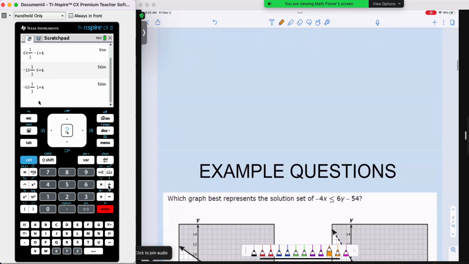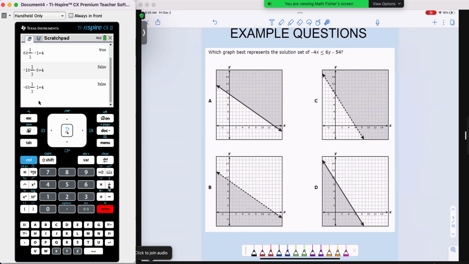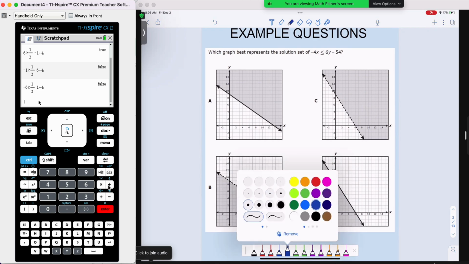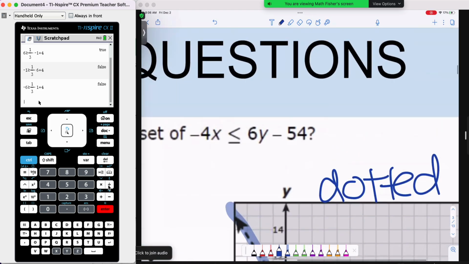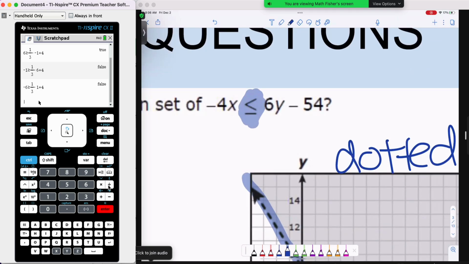Now let's try the next one. It says, which graph best represents the solution set of -4x less than or equal to 6y minus 54? An important thing with this one is we have to look at our lines. Is this a solid line or a dotted line? We're going to write that down. Solid, dotted, solid. Now, if we zoom in, I need y'all to see that this symbol makes a solid line. So this is a solid line.